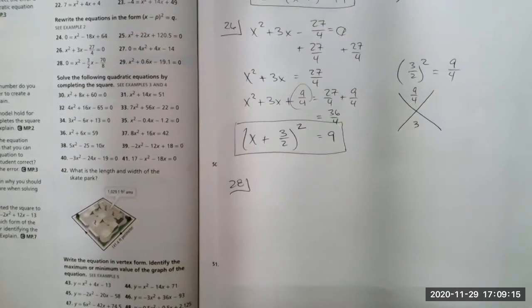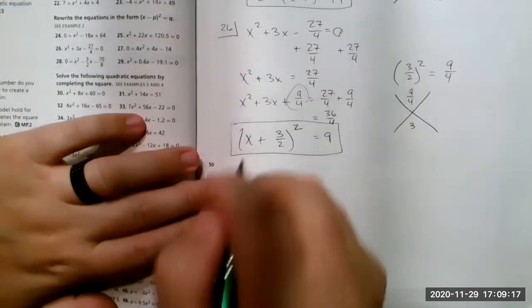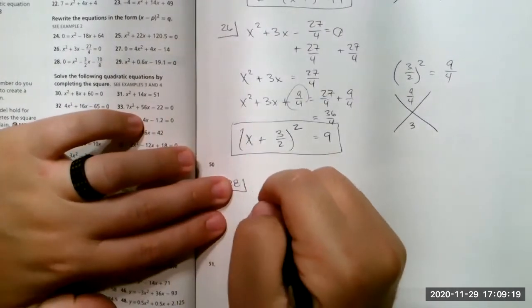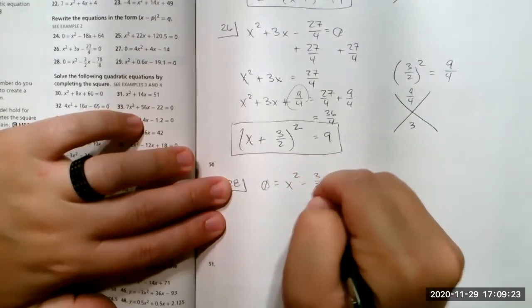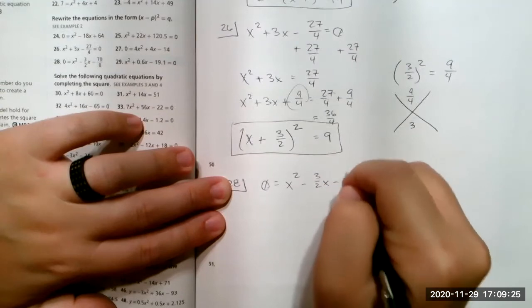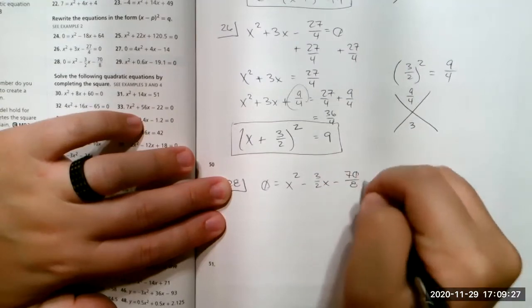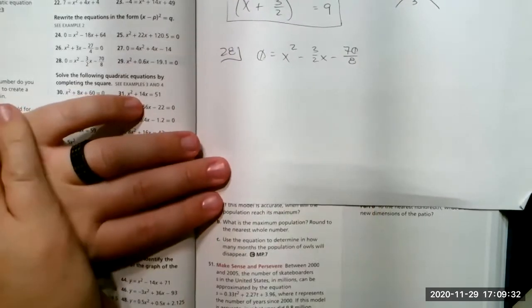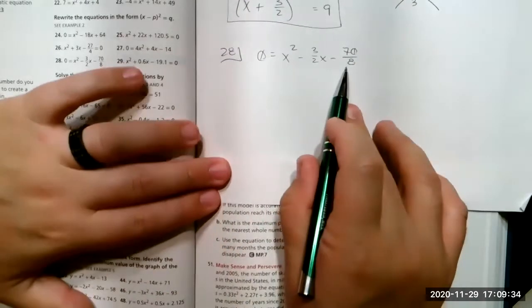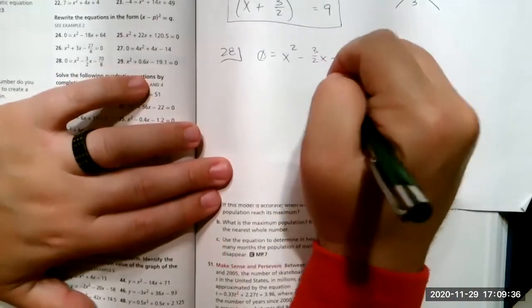So 28, again, here's another one. 0 equals x squared minus 3/2 x minus 70 over 8. So what I'm going to do here is go ahead and add that constant to both sides.